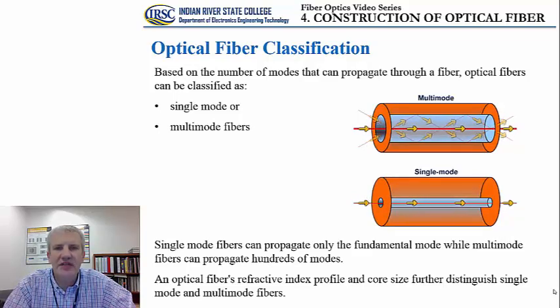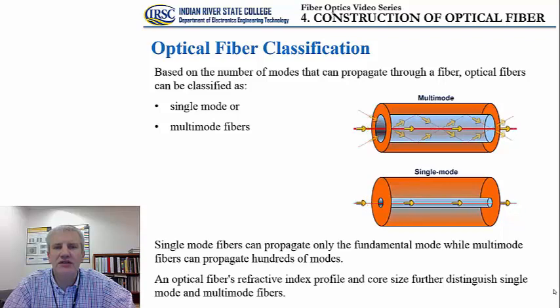Let's review a little bit the basic classification of optical fibers. We said that optical fibers can be categorized into single mode fibers and multi-mode fibers, based on the number of modes that propagate through the optical fibers. Single mode fibers support just one single mode propagation, and multi-mode fibers can support as many as 100 modes through their core.